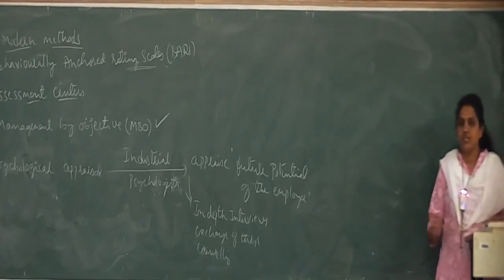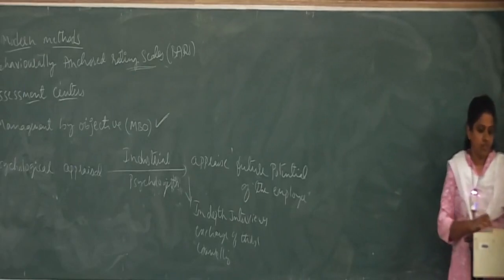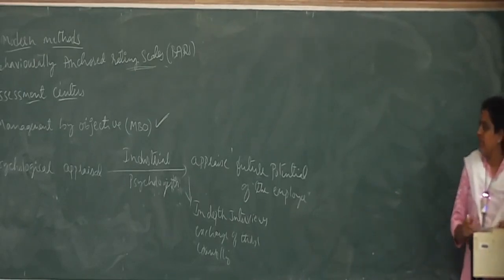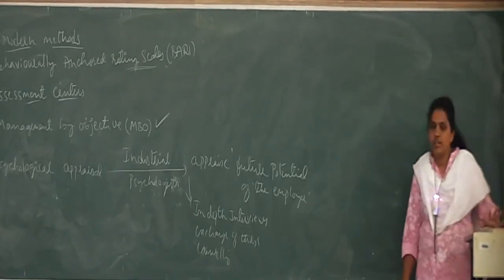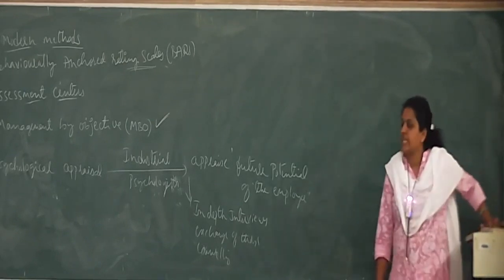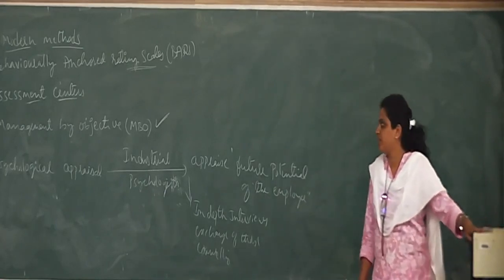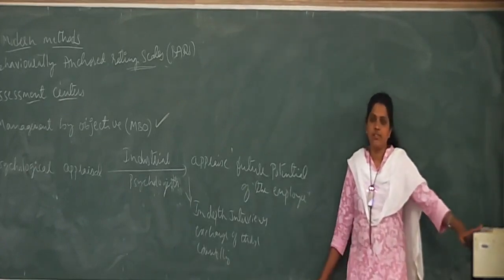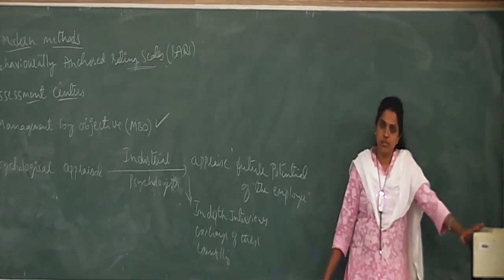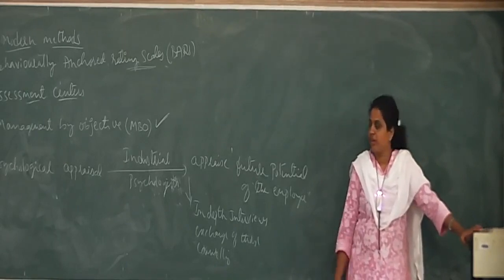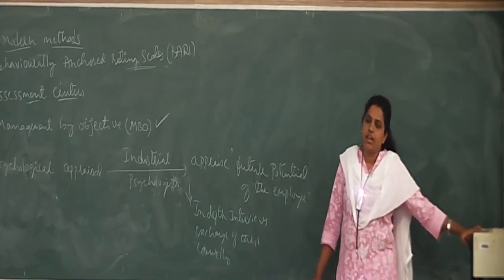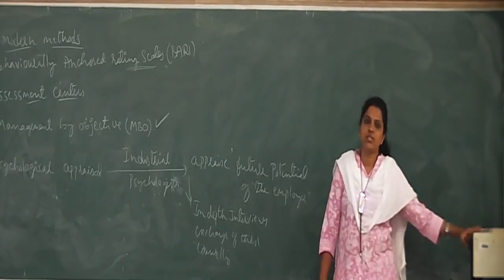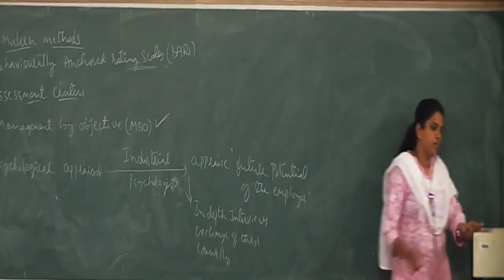So hope you have understood all of this. Today we have completed all the modern methods of performance appraisal: behaviorally anchored rating scale, assessment centers, MBO, that is management by objectives, and psychological appraisal. So that's the end of this third unit, that is training. Training I have completed before. Performance appraisal is completed, and from next class we shall start with communication and human resource accounting. Okay, thank you.